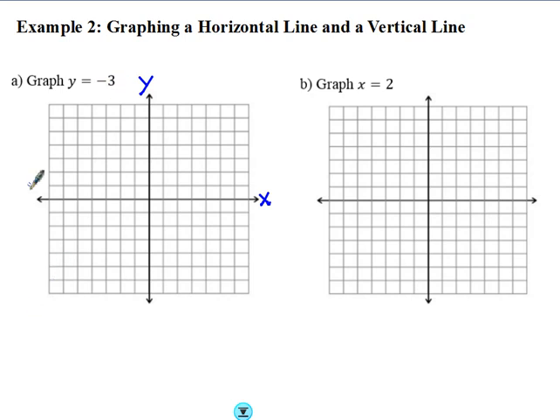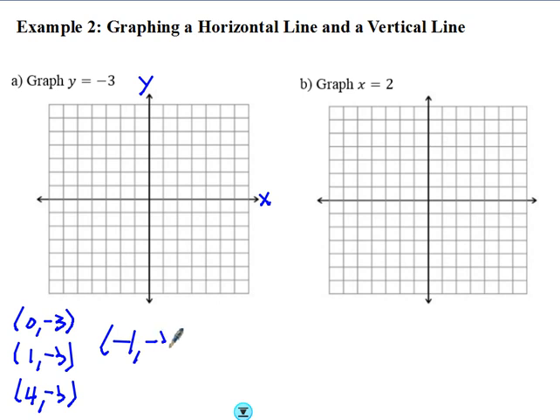For example, just make up random numbers, 0, comma, -3, because y equals -3. Another one would be 1, comma, -3, or 4, comma, -3. Another random one would be -1, comma, -3. All of these have y equals -3. So I randomly just made these points, and now let's plot them.